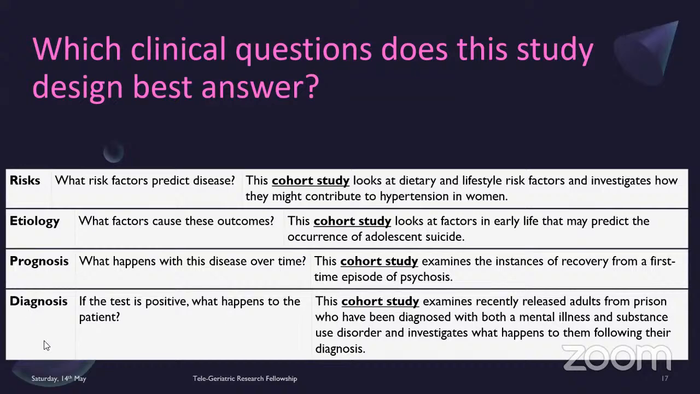Then on diagnosis, we can ask if the test is positive, what happens to the patient? The cohort study examines recently released adults from prison who have been diagnosed with both mental illness and substance use disorder and investigates what happens to them following their diagnosis. So these are the best questions that a cohort can answer.